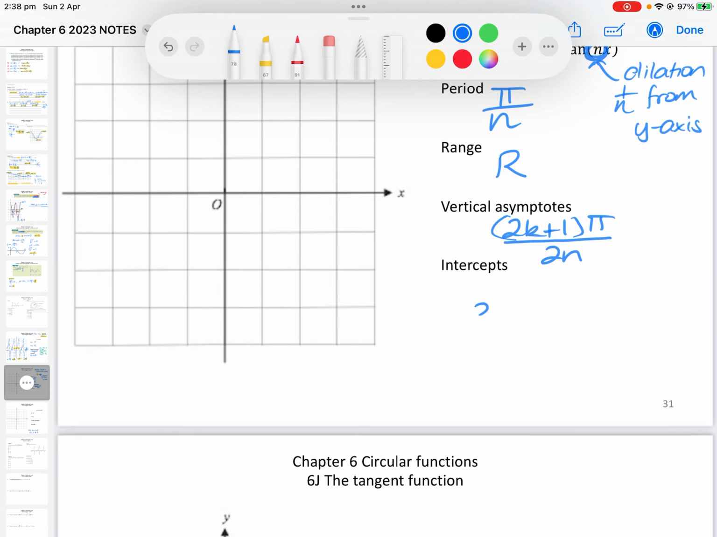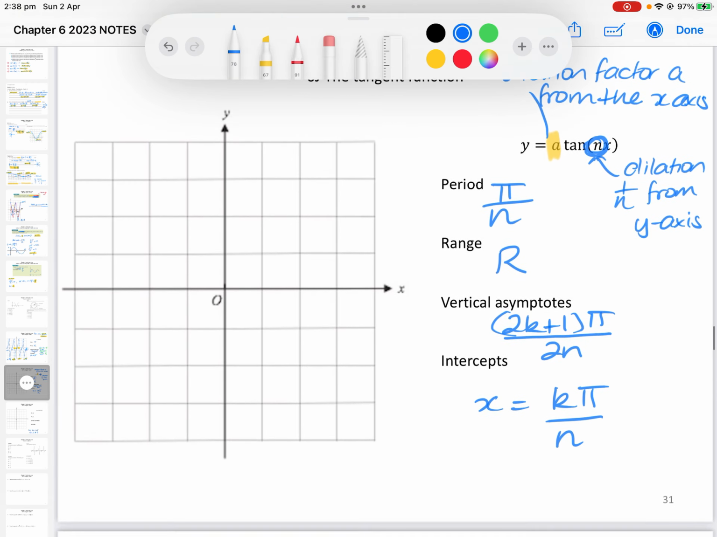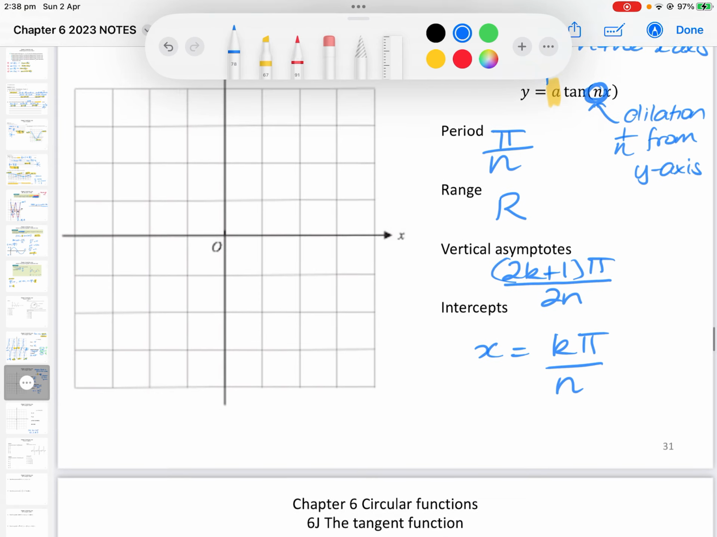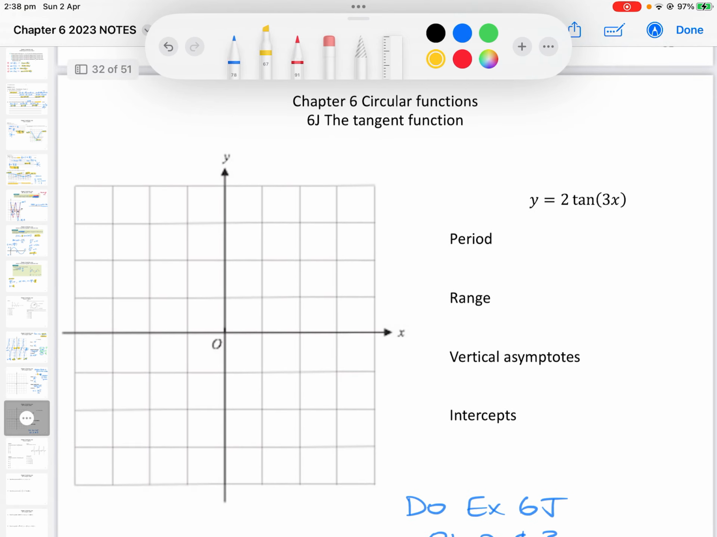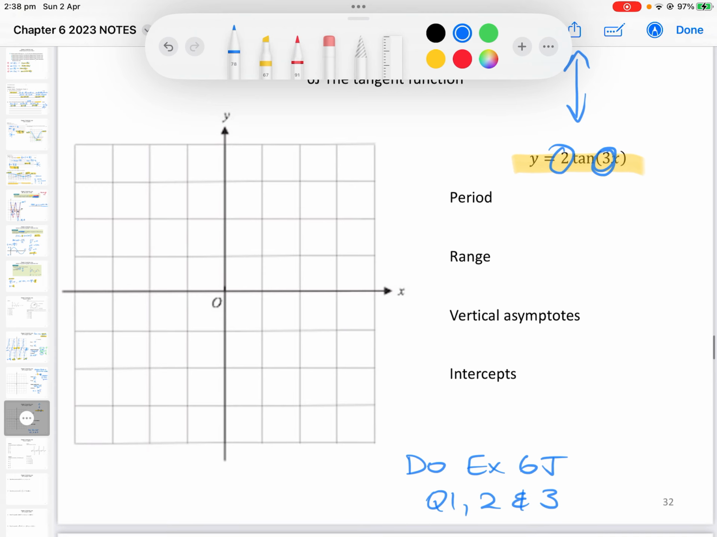And the intercepts are at, well, before it was at multiples of pi. Now it's going to be the multiples of pi over whatever that value n is. So that's a little bit different, isn't it? So let's have a look. I think I probably want to draw something here. 2 tan 3x. So the 2 at the front, the dilation from the x-axis, it just gives us an upward stretch. So I'm not going to worry too much about that. But this is a dilation 1/3 from the y-axis.